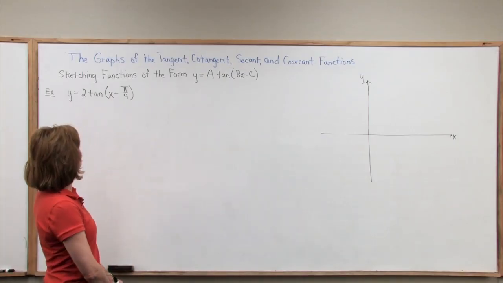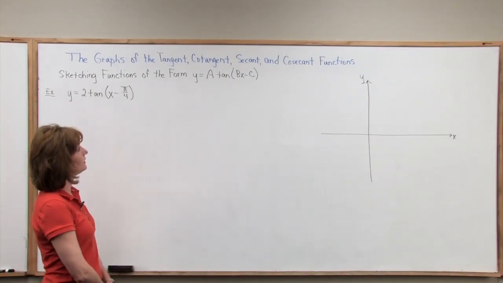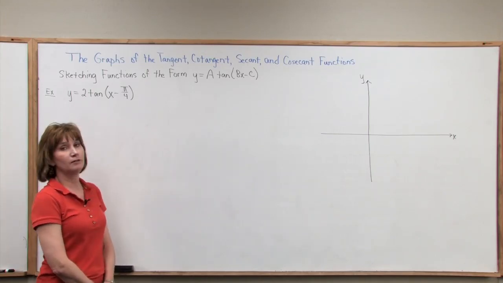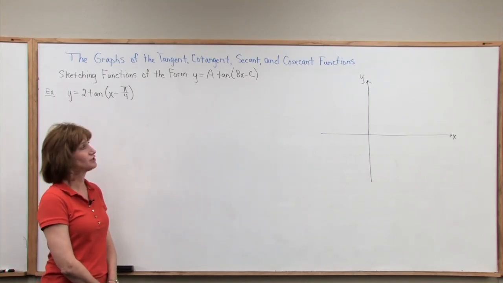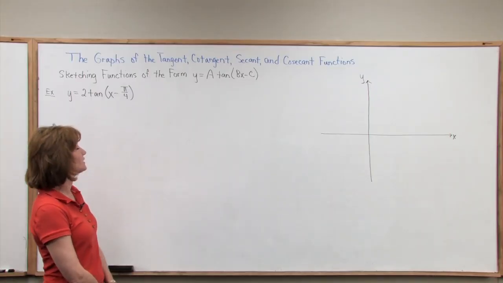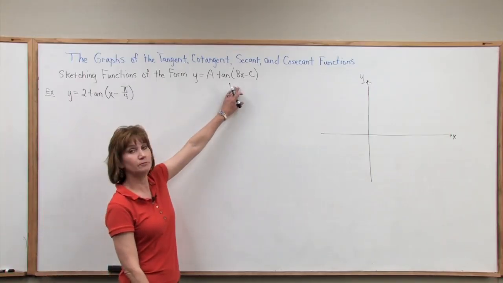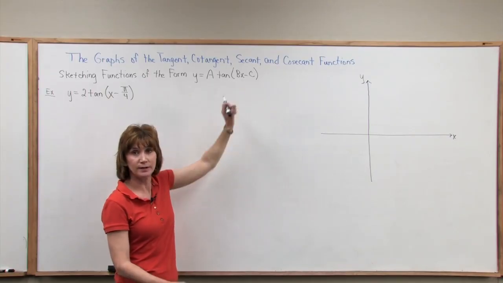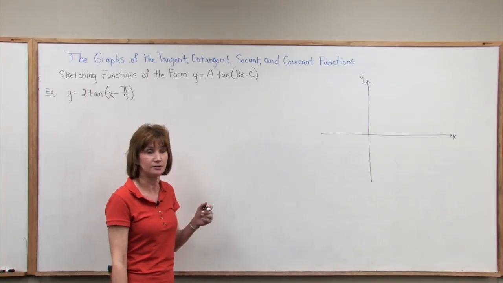Let's take a look at sketching functions of the form y equals a tan(bx minus c). Recall that the principal cycle for y equals tangent x was negative pi over 2 to pi over 2. When you're sketching functions in this form, the principal cycle will occur when bx minus c is between negative pi over 2 and pi over 2.